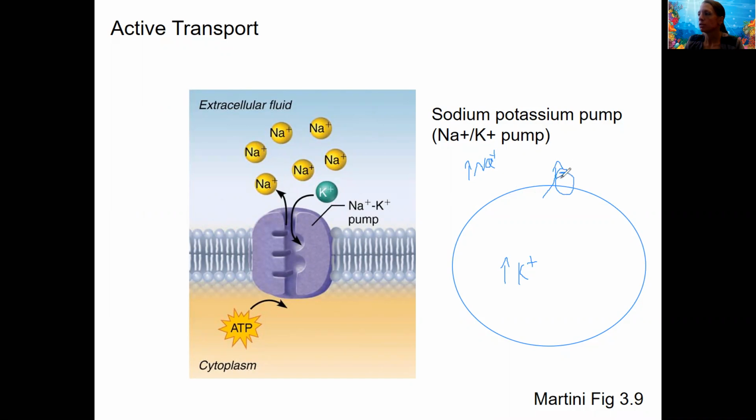Here's a pump this way, 3 sodiums out and 2 potassiums in. That's against the gradient. This has low potassium out here. There's not a drive for potassium to go into the cell. There is not a drive for sodium to go outside of the cell. It's not going to happen spontaneously. So the ATP pump is needed. That energy is needed in order to do this.